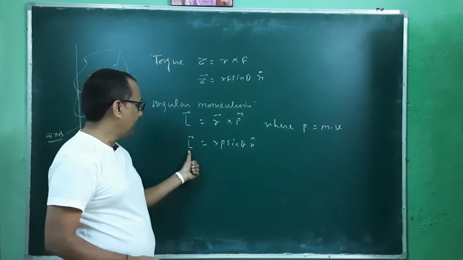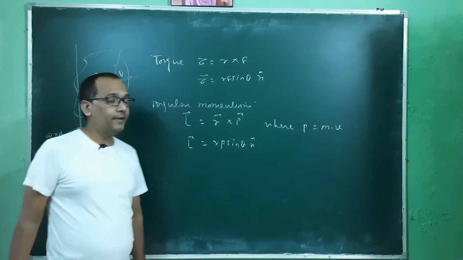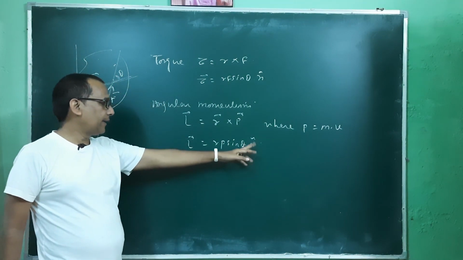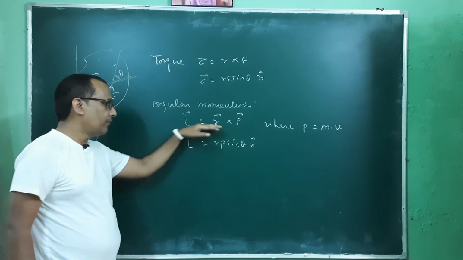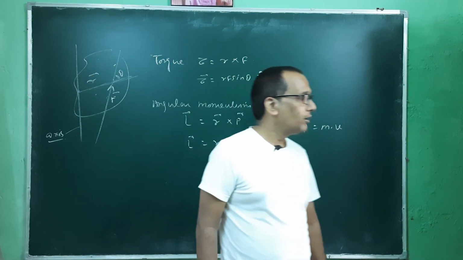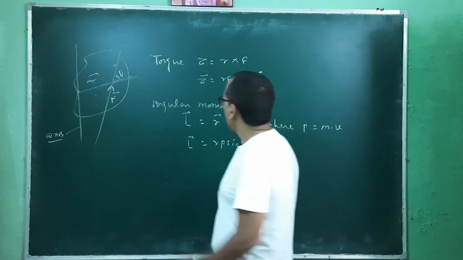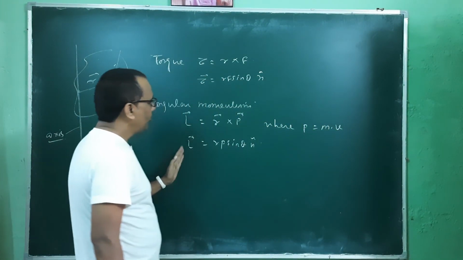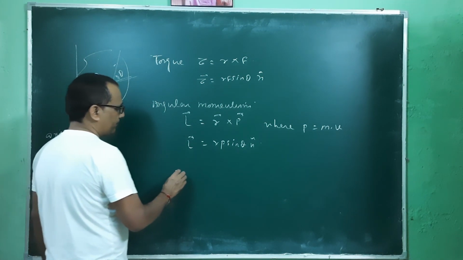This is L, and again n cap gives the direction, and again we will use the right hand thumb rule, the screw rule, to give the direction of this n. And we have a relation between these two, for which we use simple notation.